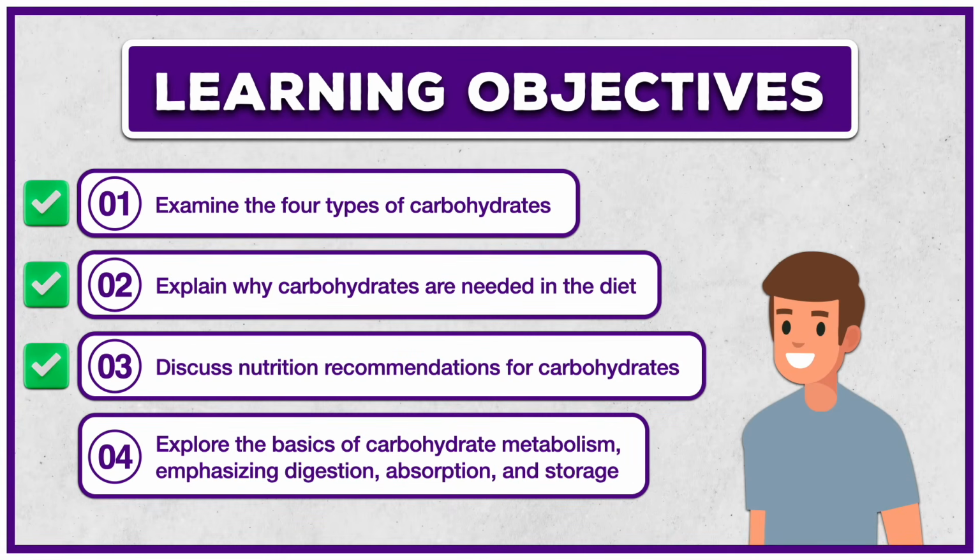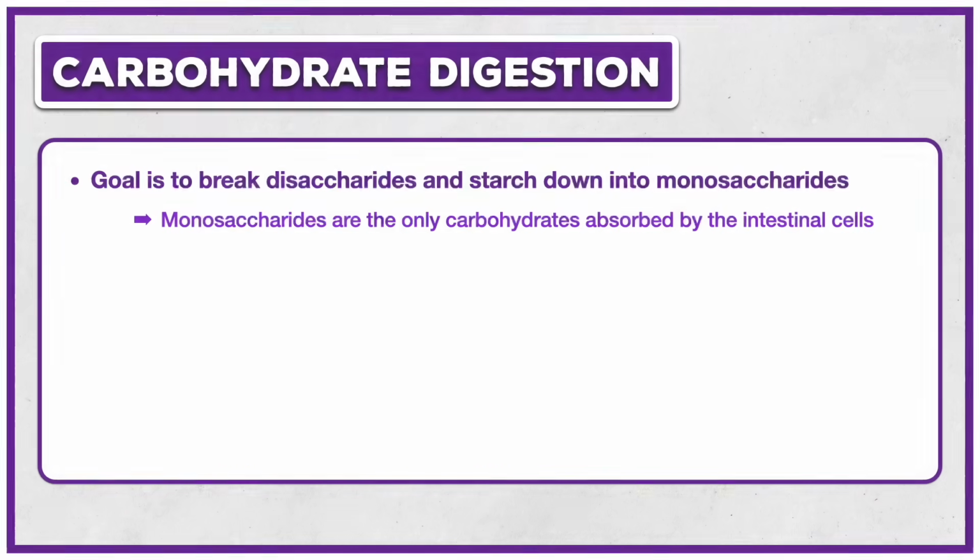Okay, that completes the third learning objective. Discuss nutrition recommendations for carbohydrates. We'll close out Chapter 4 by exploring the basics of carbohydrate metabolism, emphasizing digestion, absorption, and storage.